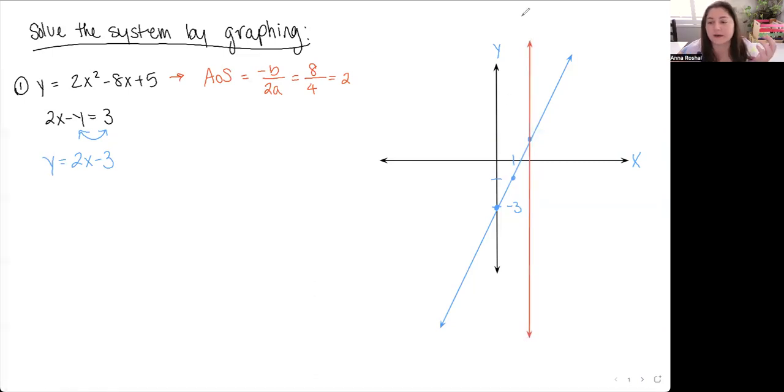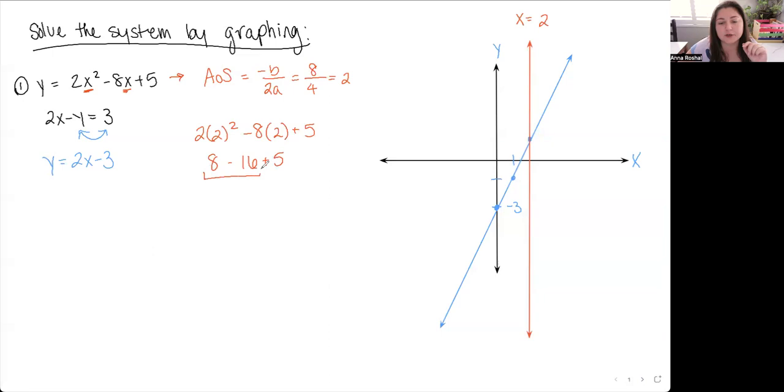That's where I'm going to put my vertex. So then I'm going to replace each of my x's in here with the number 2. Okay? So I'm going to do 2 times 2 squared minus 8 times 2 plus 5. So 2 squared, remember order of operations, we're going to do exponents first before we multiply. So 2 to the second power is 4. 4 times 2 is 8, minus 16, plus 5.